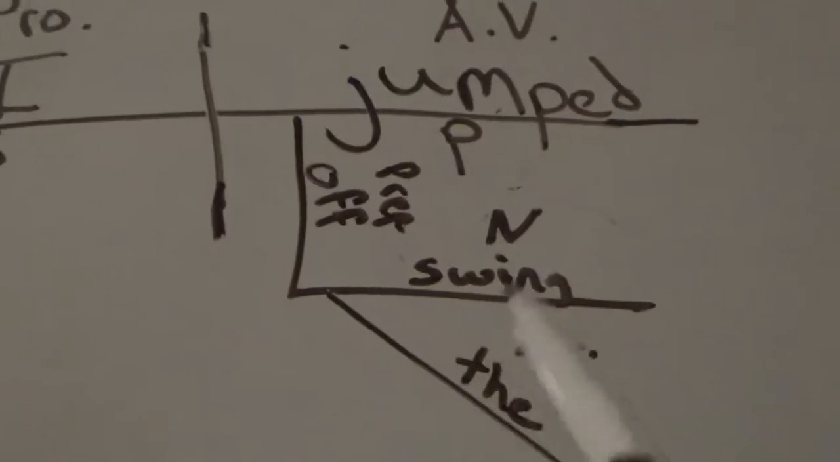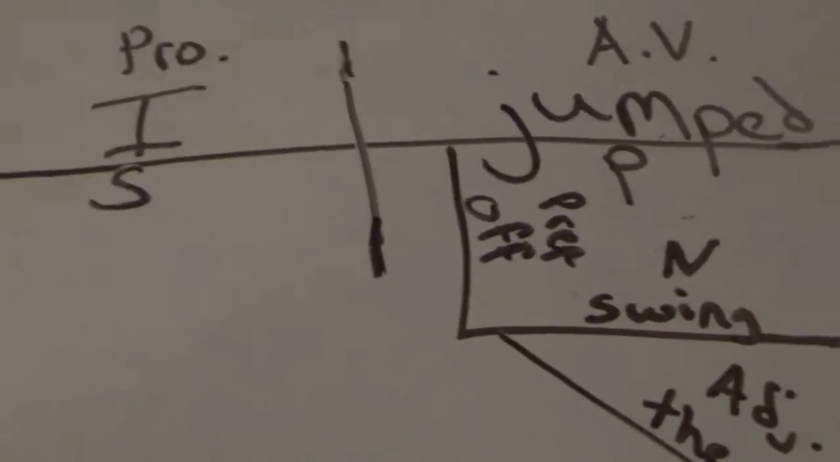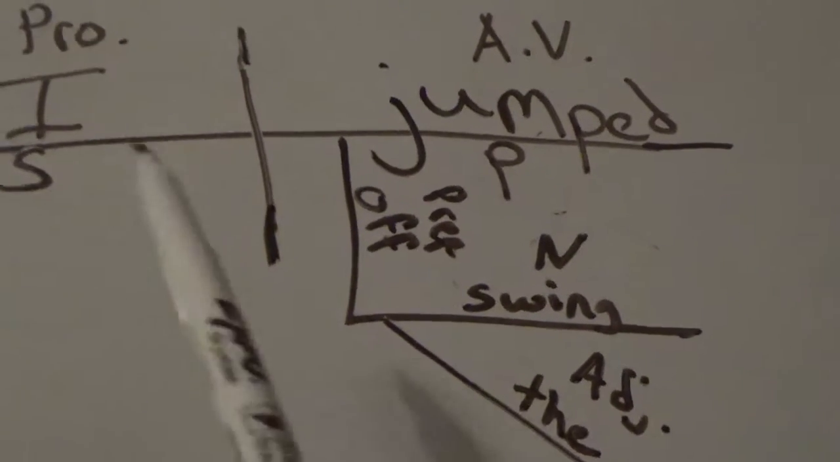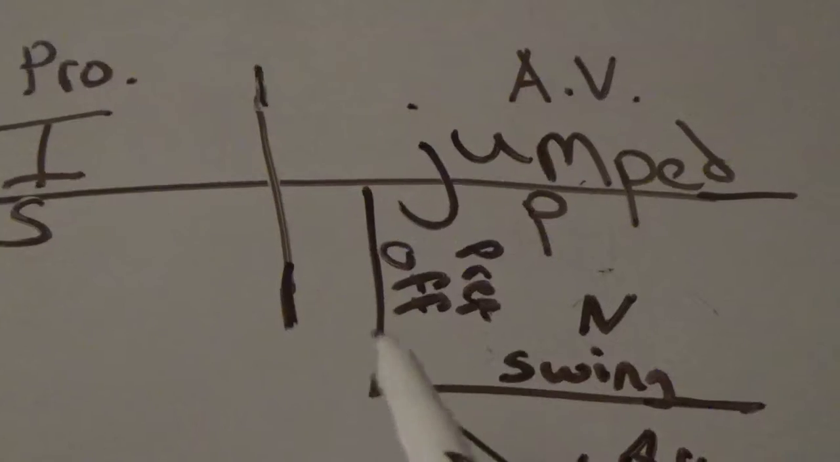So let's read this sentence. I jumped off the swing. So our sentence, now we have diagrammed all of our sentence. Let's do another one. So everybody look at that for a minute. Look at how to diagram a prepositional phrase. You have to figure out what these words are working together to modify. So let's diagram another one of these sentences.